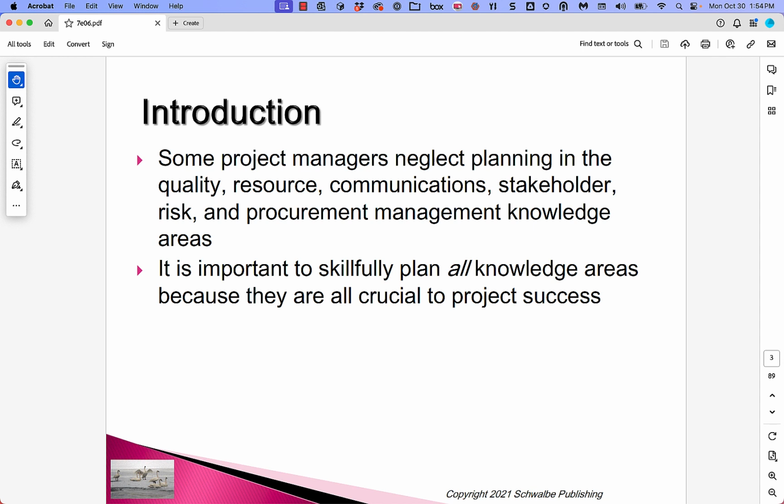So the point of this slide is essentially to say all the stuff we're going to talk about in the chapter is important to consider when you're planning a project. Okay, and this includes quality, resources, communication, stakeholders, risk, and procurement.